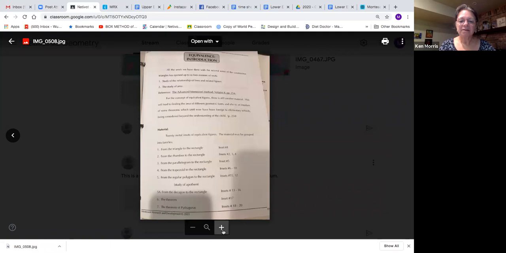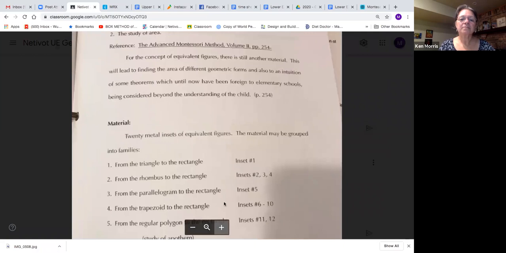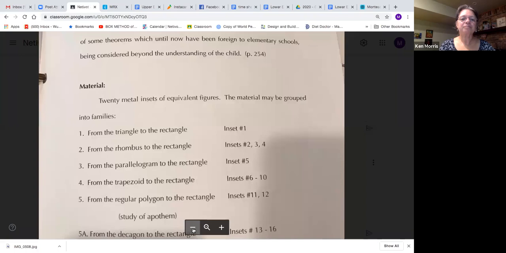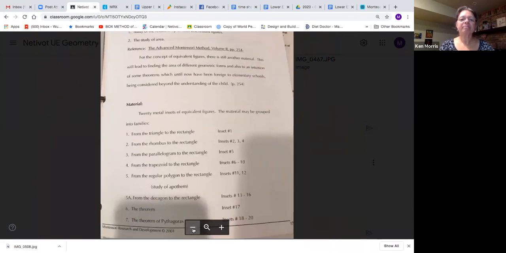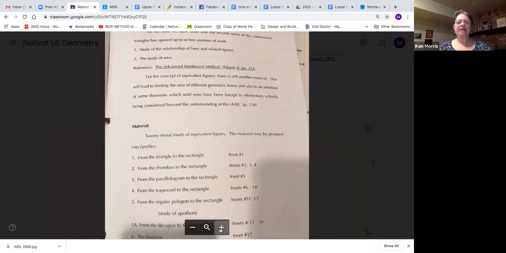Okay. I'm trying to make this a little bigger. Okay. And this would be for 5th grade, right? Yes, this is definitely 5th grade. All right. So it says all the work we've done with the second series of the constructive triangles has opened up to us 2 avenues of work: the study of the relationship of lines and related figures, and the study of area.